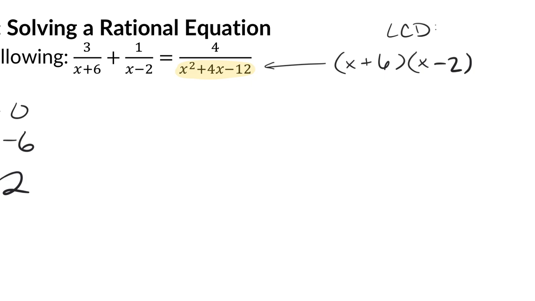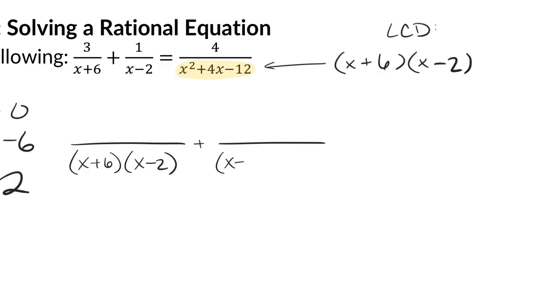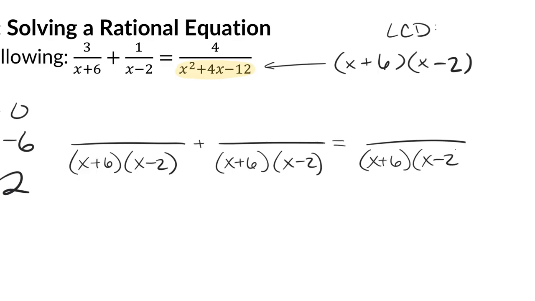Here's what I mean by that. My first fraction is going to end up having the denominator x plus 6, x minus 2. My second fraction is going to end up having the denominator x plus 6, x minus 2. My third fraction already has the denominator x plus 6, x minus 2, and we know that because we factored it. See how I've set up now all the same denominators? Same way we did it when it was a simple denominator with just numbers. Same way we did it when it was a denominator with just an x.